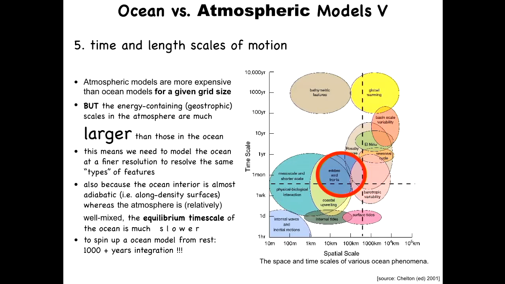And in fact, the water down here, say, there in the North Pacific, that water's probably been sitting there for about 1,000 years at any one time. So to actually equilibrate the ocean, you have to literally spin it up for thousands of years. Okay? And that's a real challenge for us. Okay?